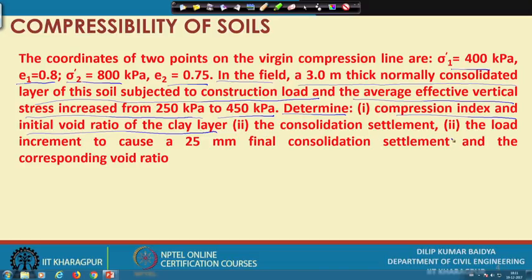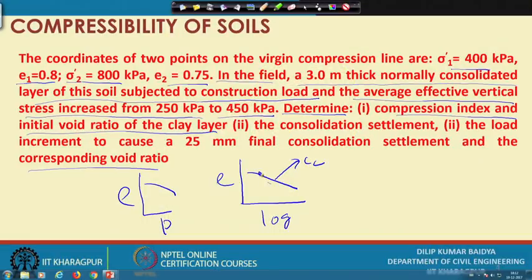Second, the consolidation settlement, and third, the load increment to cause a 25 millimeter final consolidation settlement and the corresponding void ratio. These are the various things given here, and that is the application of the e-log p curve which I have shown before. When you plot e versus p, the curve is something like that, and when you plot e versus log p, it becomes a straight line, and the slope of this line is your Cc. So, you have to find that out.